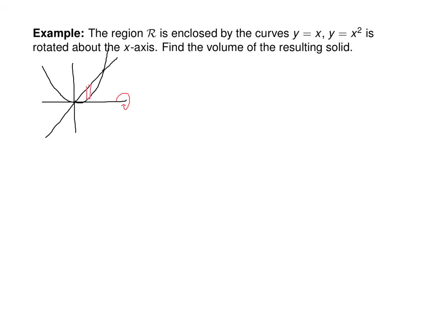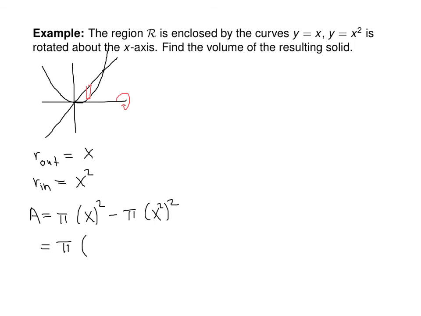So there is our slice. So the outer radius is the distance from the axis of rotation to the outer curve. For this particular portion of the curves that we care about, the outer curve is actually x. So r out equals x. R in is equal to x squared. The area of my slice is pi times r out squared, so pi times x squared minus pi times x squared squared, which simplifies to pi times the quantity x squared minus x to the 4th.